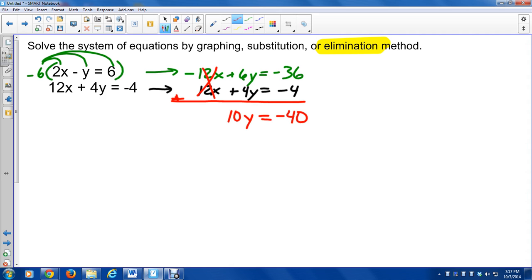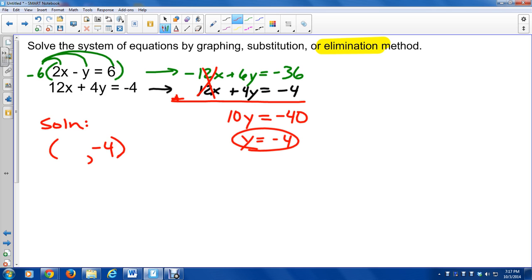At this point, I'm ready to solve for y. Divide and I get negative 4 for the first part of my solution, because remember, our solution is going to be an ordered pair, and we just found the y coordinate of that ordered pair. Second step, I now have the y value. At this point, it really turns into the same last step as when we're using substitution.